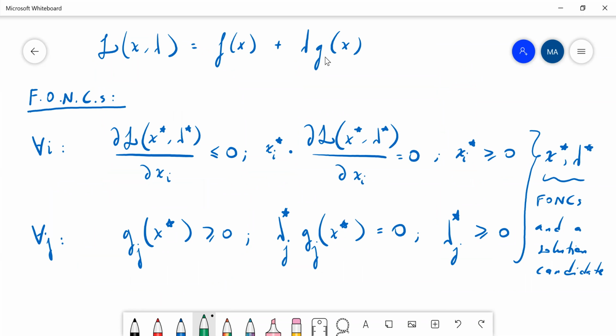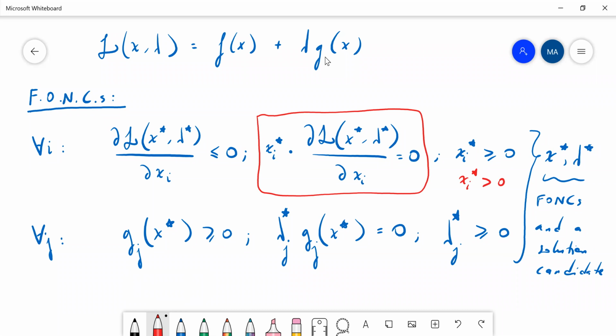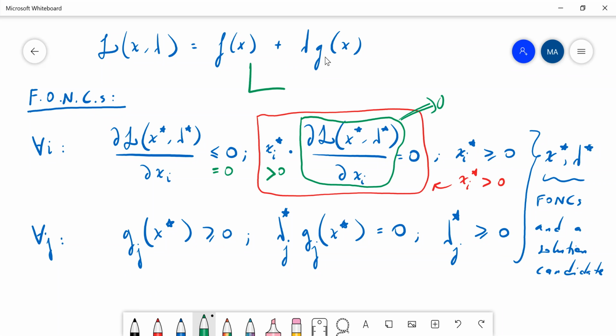Suppose that xi star is positive. Suppose that xi star is positive. If xi star is positive, then what does this tell you? If xi star is strictly positive, this tells you that this is 0, right? Because this is positive, then this must be 0. If this is 0, then you come here and equate it to 0. So this is the first figure, right? This one.